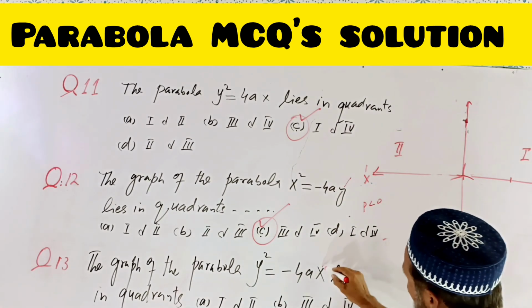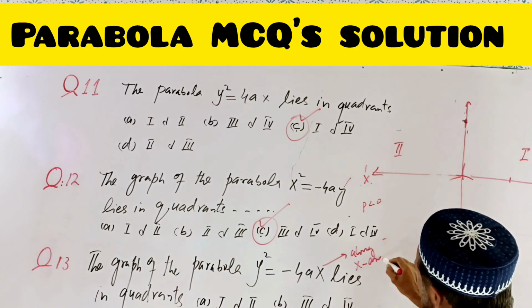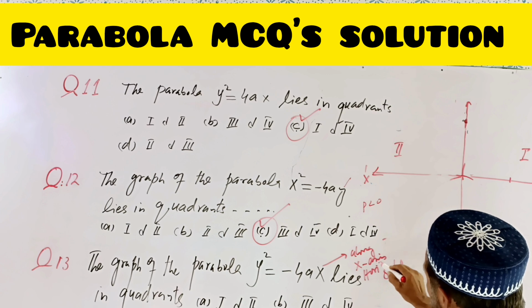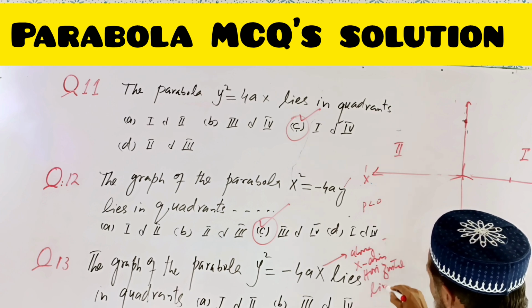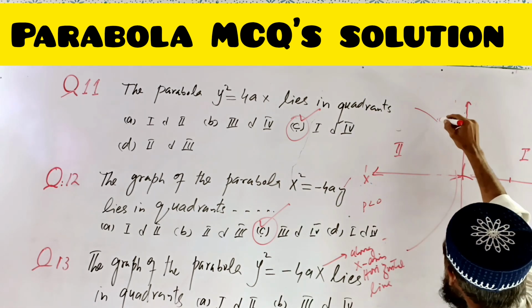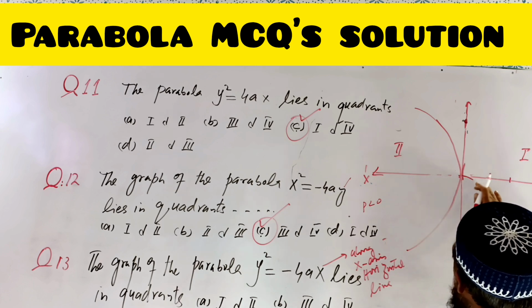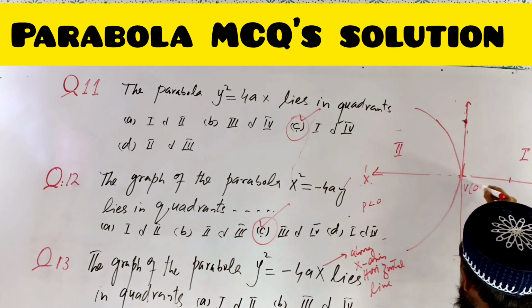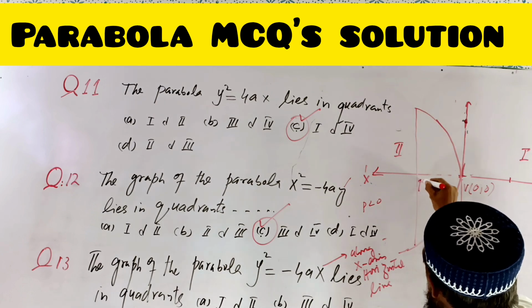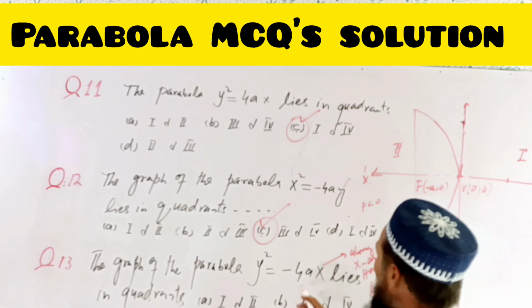Along the x-axis, the horizontal line, the parabola is making this type, with the vertex at 0, 0. Here the vertex is 0, 0, and the parabola is making this type, and here the focus is minus a, 0 along the x-axis.